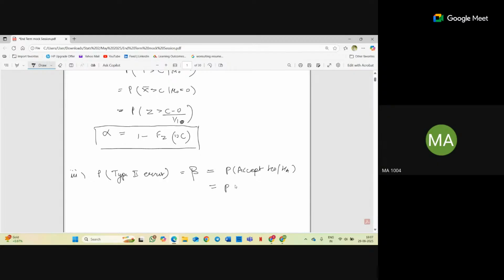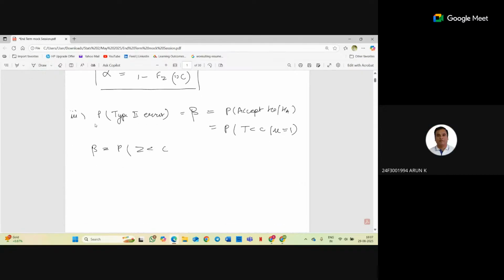Okay. Now, next step. What is the condition for accepting H0? T is less than c, and here mu will be 1, given HA, or mu equals 1. Now, same step. Beta is equal to the probability of Z less than c minus 1.